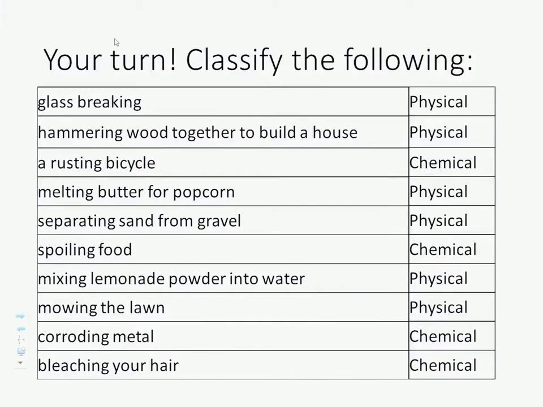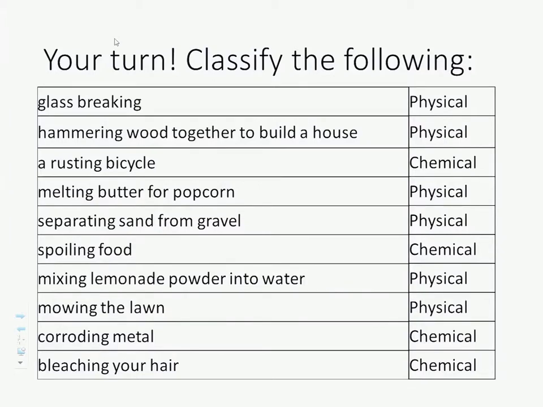Melting butter for popcorn. Melting, that's one of the phase changes that we saw. So it's simply turning the solid butter into a liquid for consumption, okay? So anytime you see melting, that is a physical change. Separating sand from gravel, physical. Spoiling food, chemical. What's going on there is decomposition. So the food is actually decomposing and or you've got growth going on it. So you either have bacteria or something growing on it.